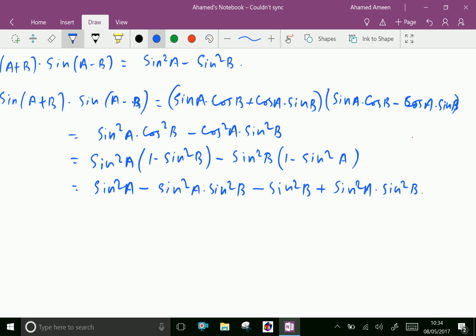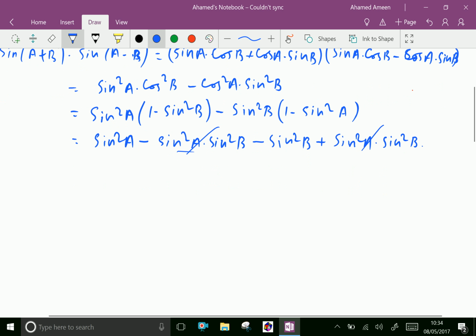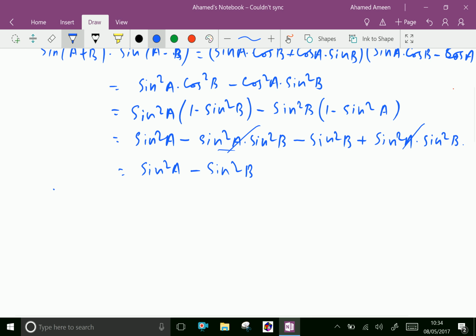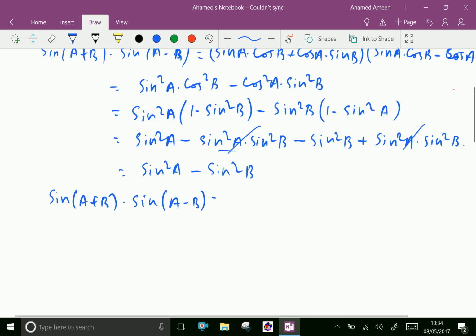Here minus sin squared a into sin squared b plus sin squared a into sin squared b cut. Then we can write the remaining things, sin squared a minus sin squared b. Therefore we can write sin(a+b) into sin(a−b) equal sin squared a minus sin squared b. We proved.